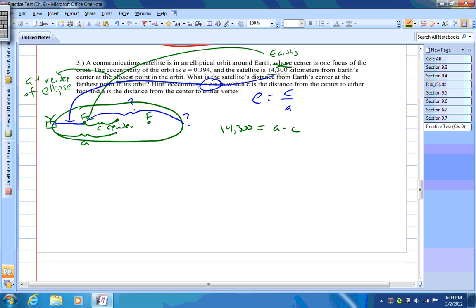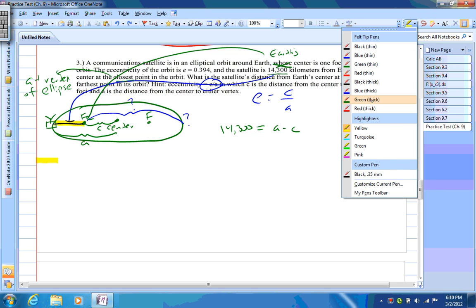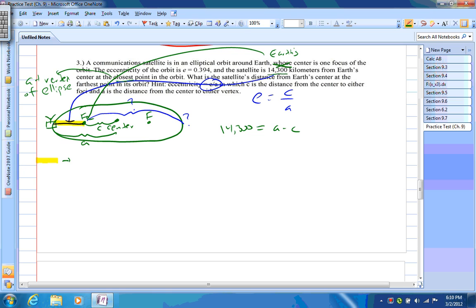If you think about it, A minus C represents that distance right there, or if I highlight it, that might be a little bit better. That right there I just highlighted represents A minus C. If you have a hard time seeing it, pause the video and just think about it. A is the distance from the vertex to the center. C is the distance from the focus to the center. That difference will represent that highlighted portion, which is 14,300. And I do give you the value for the eccentricity, 0.394. So 0.394 equals C over A.